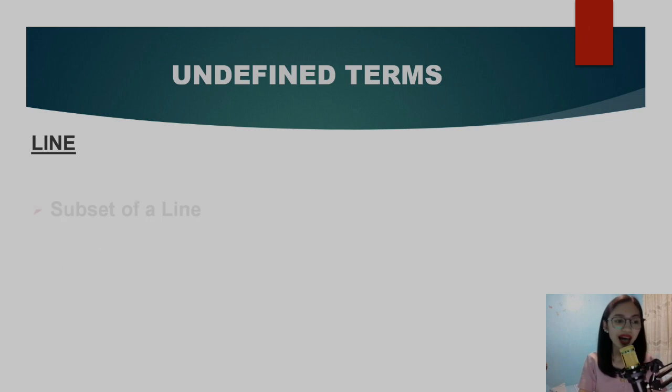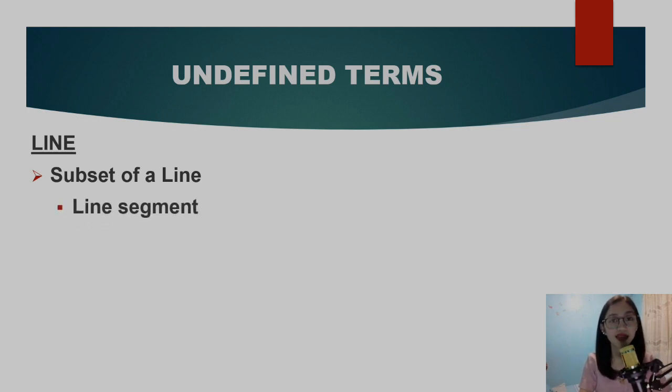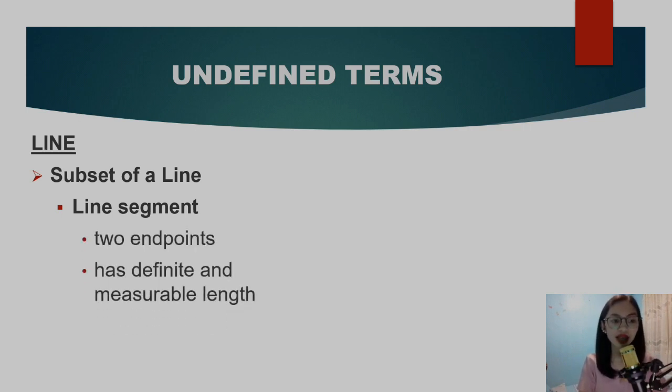So a line has its subset. When we say subset, ito ay isang maliit na part ng line. So the first subset that we have is the line segment. So how would you describe a line segment? A line segment has 2 endpoints and has definite and measurable length.